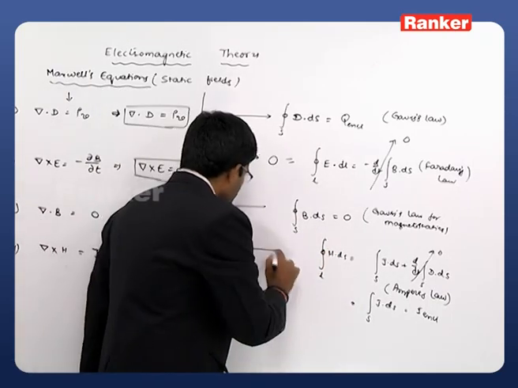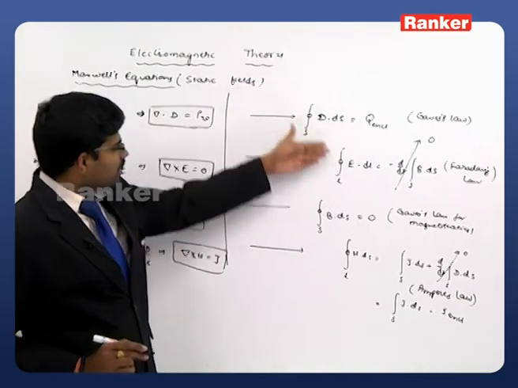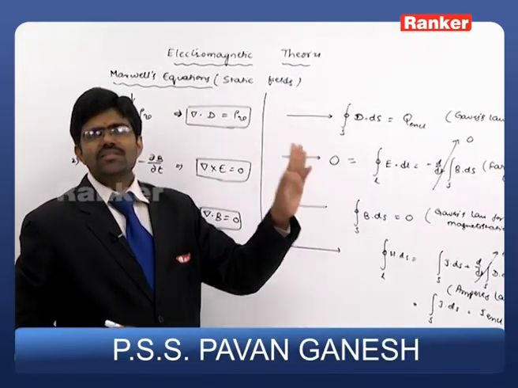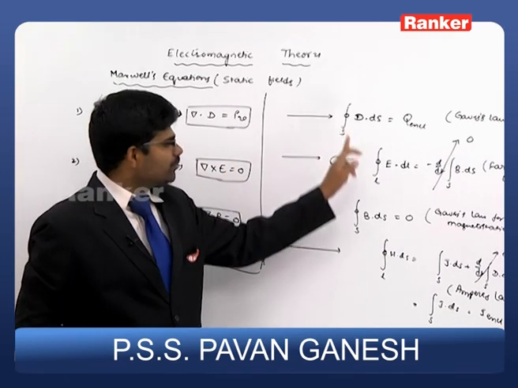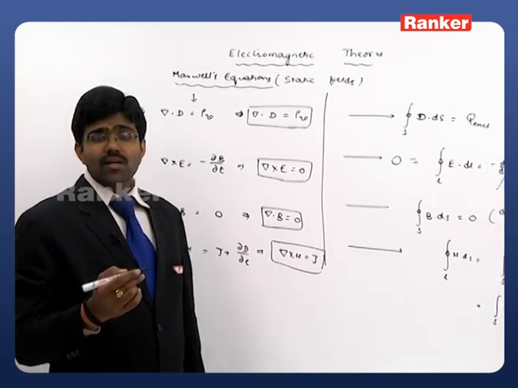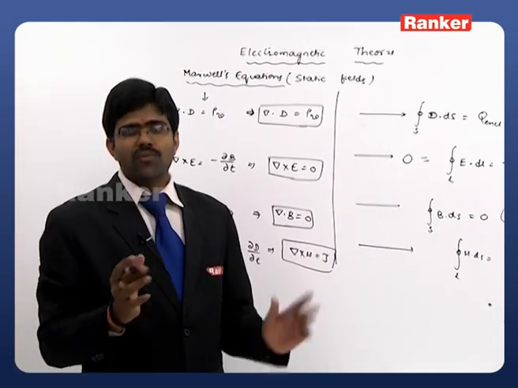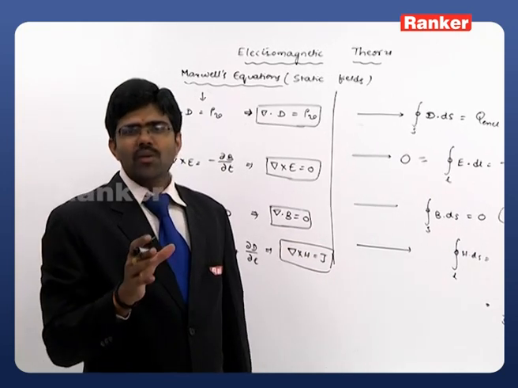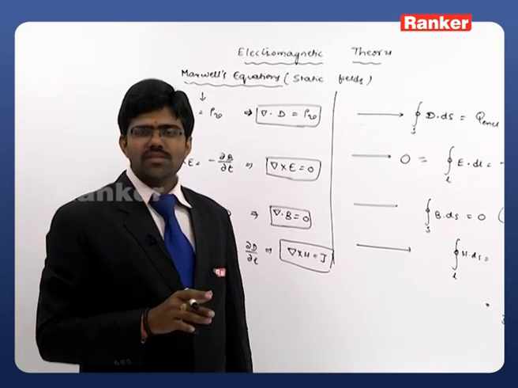So just now we observed how to convert the integral form of Maxwell's equations, which are written for time varying fields, into static fields. This is a simple modification we are supposed to remember. Now I will try to modify these equations into the phasor form. Till now they are all written in their original forms. Now I will try to write those equations in phasor form.